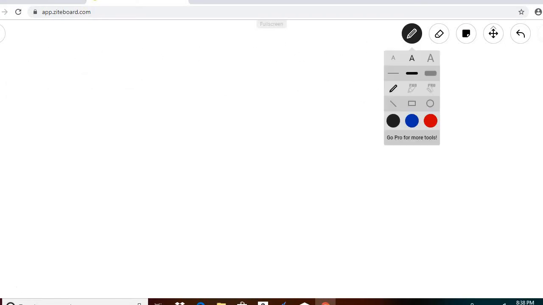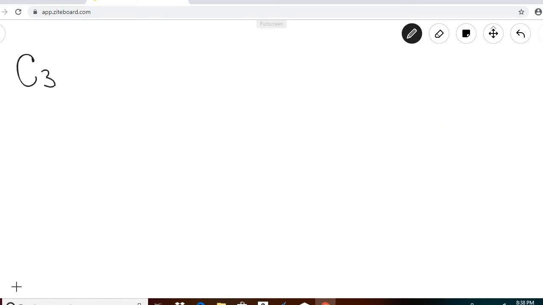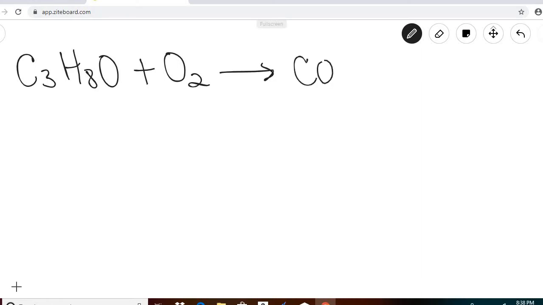Okay, next is the complete combustion of gaseous C3H8O. So it's the same compound we were just looking at, but now we're going to combust it, complete combustion. Complete combustion means that we add sufficient oxygen that we end up with CO2 plus water.